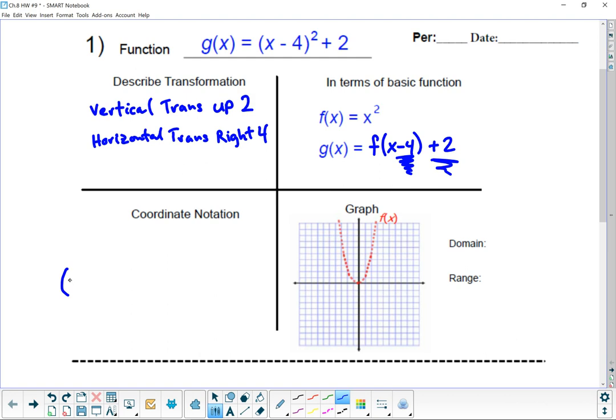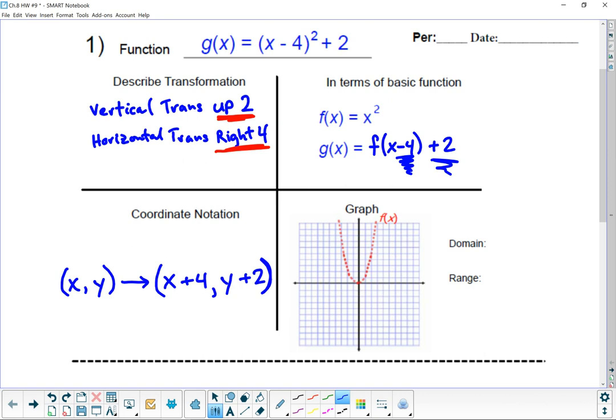Coordinate notation. Normally you have your x and your y, but we are going to change that to x, and then what's going on with x? Well, x is going to be right 4, meaning we're adding 4, so it's going to be x plus 4, comma. And then what's going on with the y? Well, the y is up 2, so that means we're going to add 2. So that's the coordinate notation.